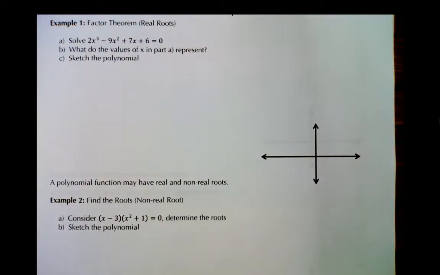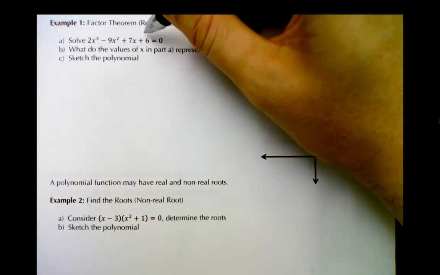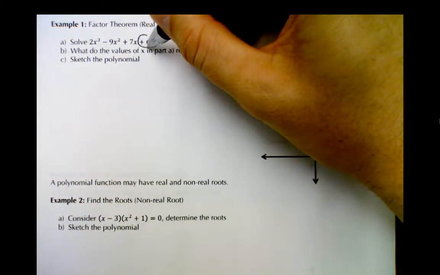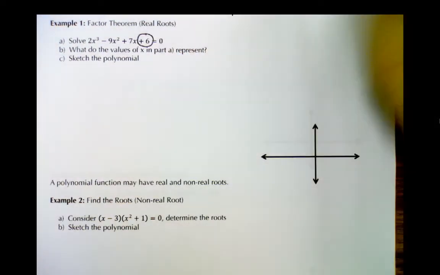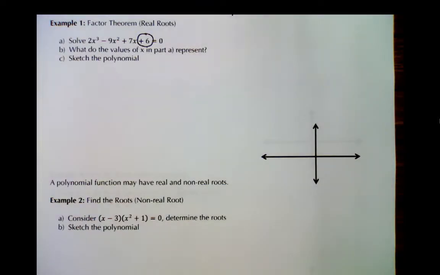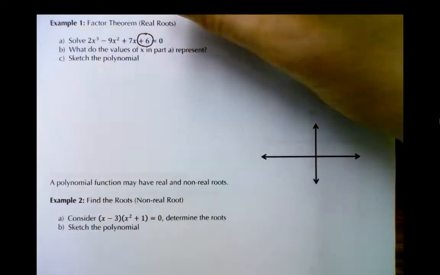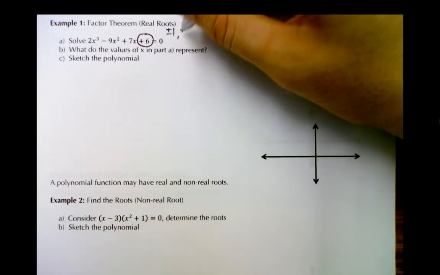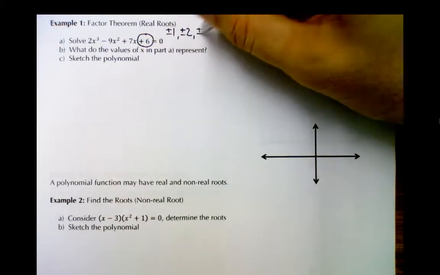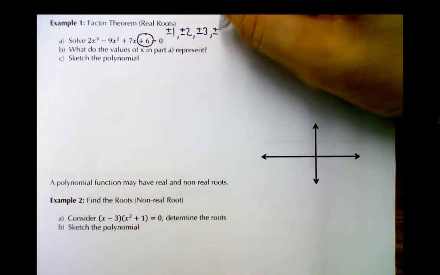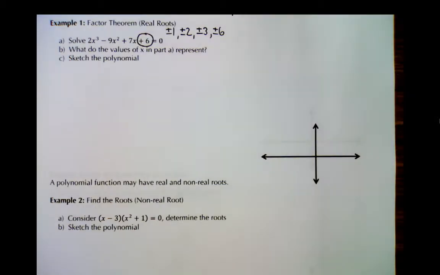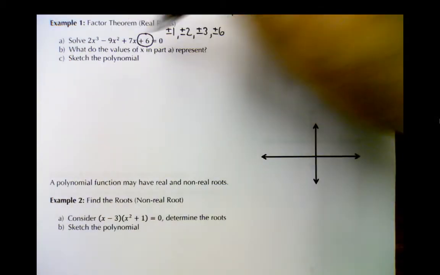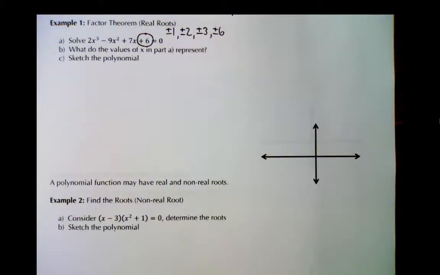So let's solve this. To solve it, we want to factor. And to factor, we need to think of factors of 6 that we can test to see if we get a 0 remainder, which would mean that they're a root. So the factors of 6: plus or minus 1, plus or minus 2, plus or minus 3, plus or minus 6. And if we test each of those in for x, maybe just a couple will give us a remainder of 0.